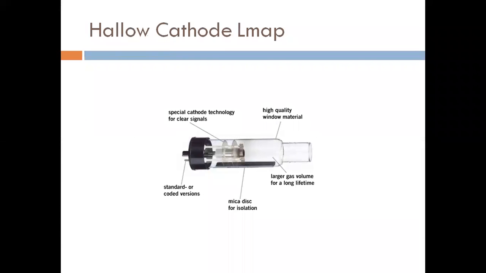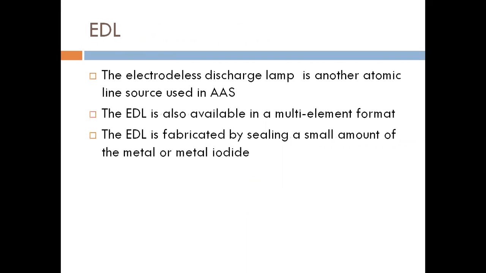So next is the hollow cathode lamp, filled with inert gas, argon or neon, where an anode and a cathode are placed. The cathode contains the element whose spectrum is required, basically a pure source or an alloy. For elements that emit radiation in the ultraviolet region, the front window of emission is made of quartz, because the glass of the tube would absorb UV radiation. So next is EDL.